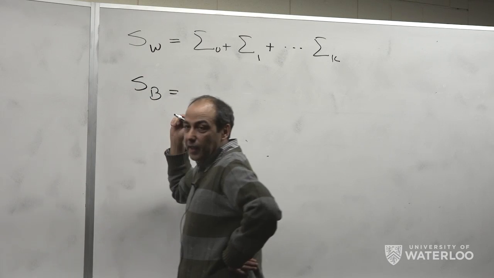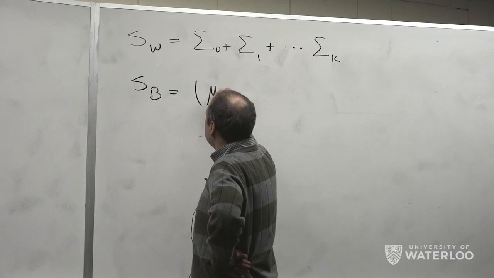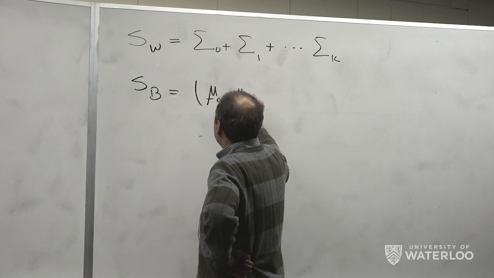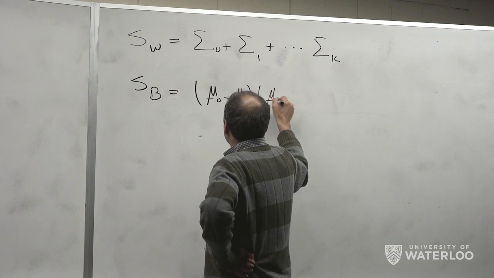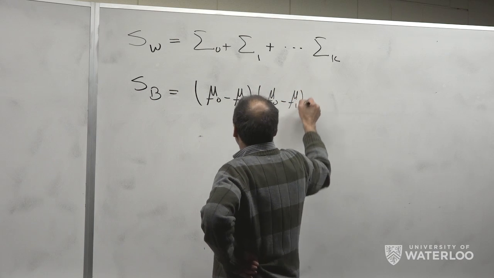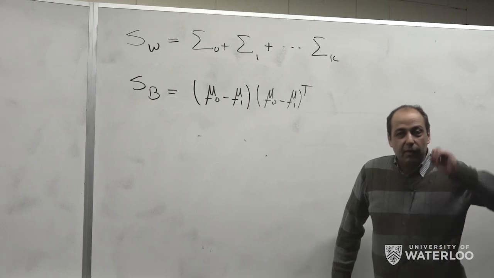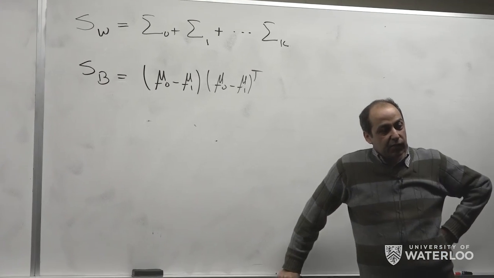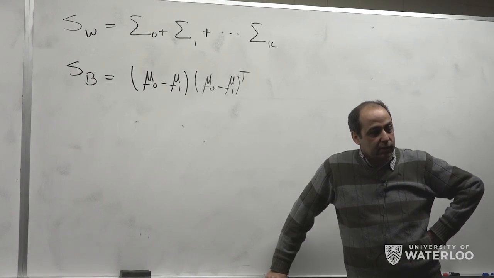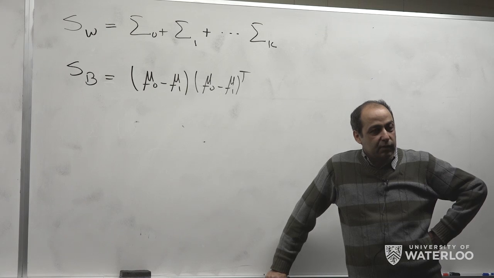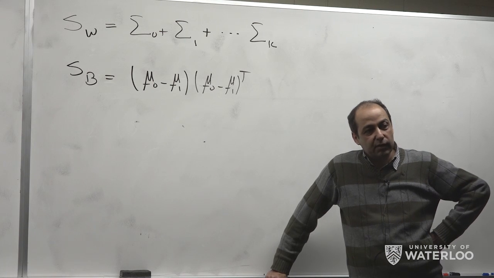In the two-class case, SB was (mu0 minus mu1) times (mu0 minus mu1) transpose. What if I have a third class? What am I going to do? I have mu2 as well here.